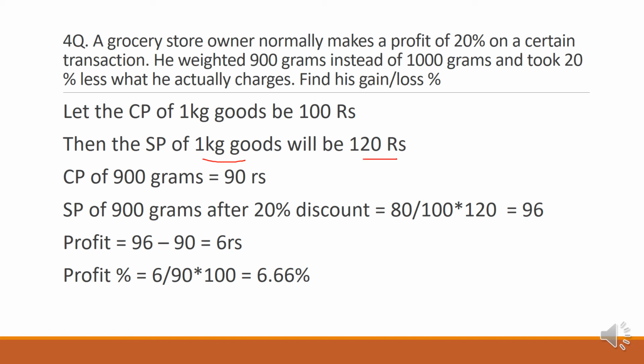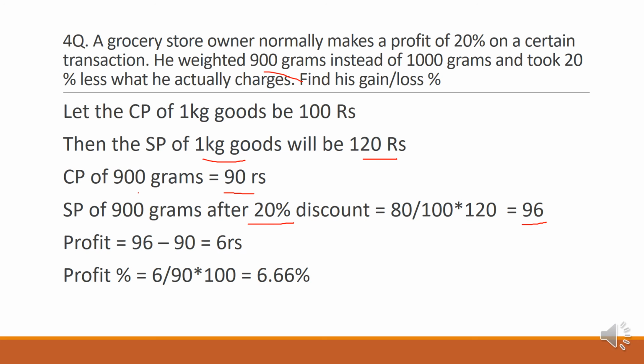So here he weighed 900 grams. So the cost price of 900 grams will be 90 rupees, and also he took 20% less than actual charges. So the selling price of 900 grams after 20% discount will be 100 minus 20, that is 80 by 100 into actual selling price, that is into 120. So 80 by 100 into 120 is equal to 96. So the selling price of 900 grams is 96.